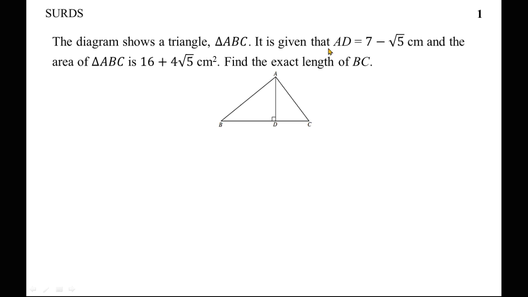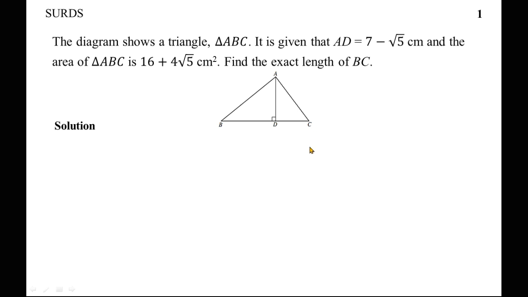It is given that AD equals 7 minus square root of 5 cm and the area of triangle ABC is 16 plus 4 square root of 5 cm squared. Find the exact length of BC. So this is the solution.